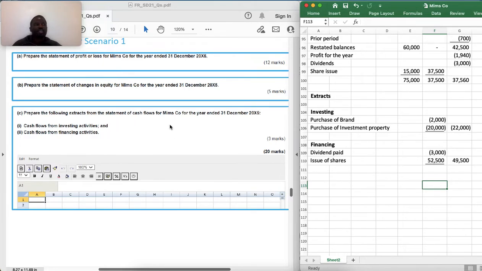These were the extracts that we were expected to do for 3 marks.